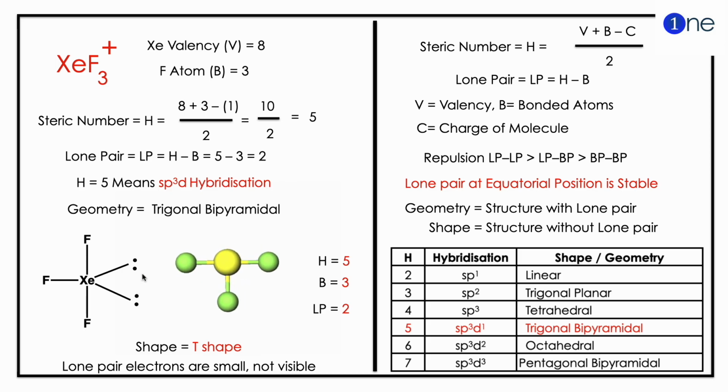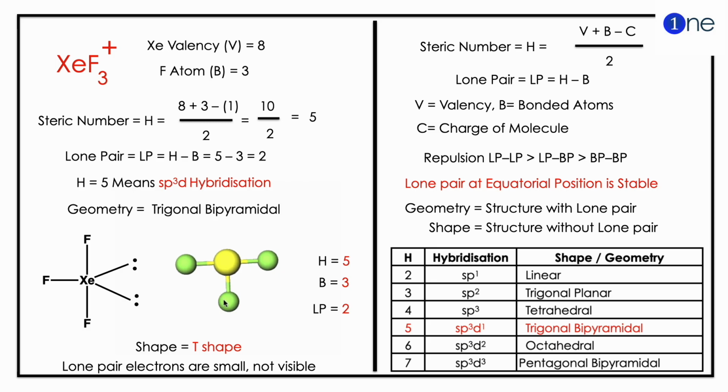gives 5. The lone pair will be H minus B, which is 5 minus 3, gives 2. So H5 means sp3d hybridization, which is trigonal bipyramidal, but you have lone pair in the system. So 5 corners, 3 corners will be occupied by fluorine, 2 corners will be occupied by lone pair, but lone pair always prefers equatorial position, so you have lone pair away from that.